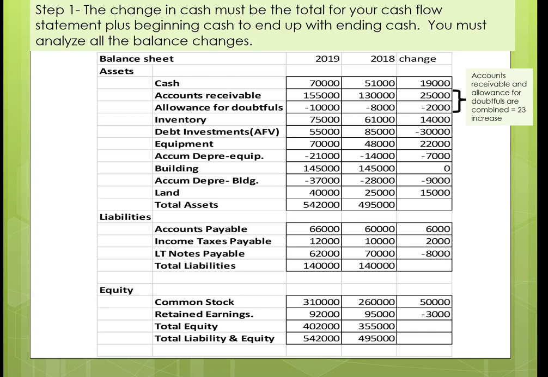So, step one. First thing you want to do, if the problem hasn't done it for you already, is to subtract the current year from the prior year to get the change. And you have to explain every single one of those changes as we go through and do our cash flow statement. Now, first, what our total should be in the end for operating, investing, and financing activities has to equal $19,000. So that's our check figure right there.